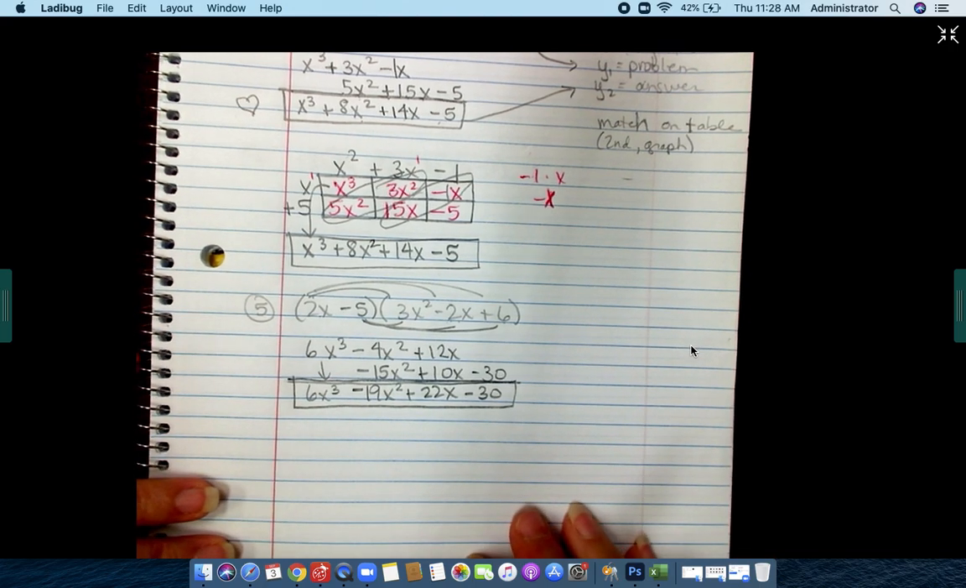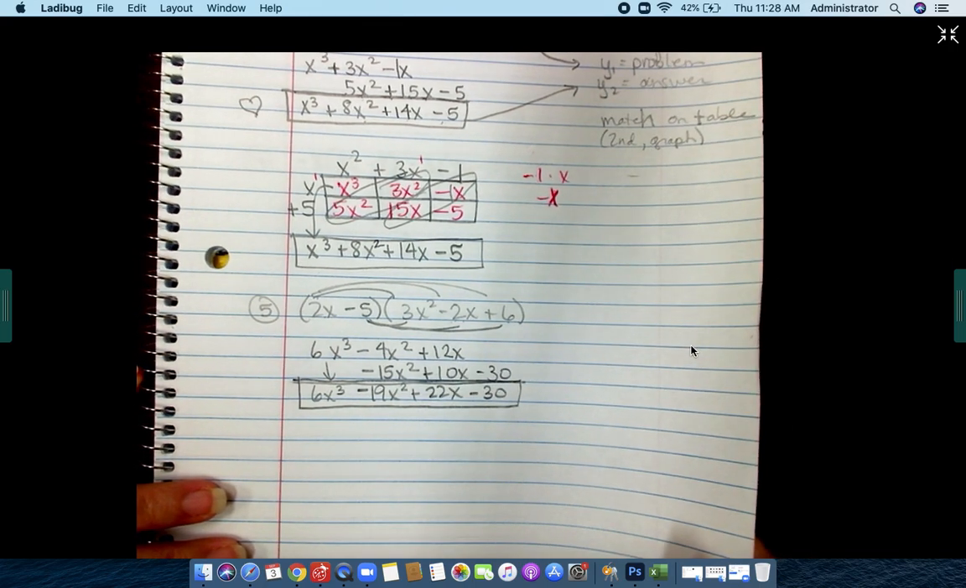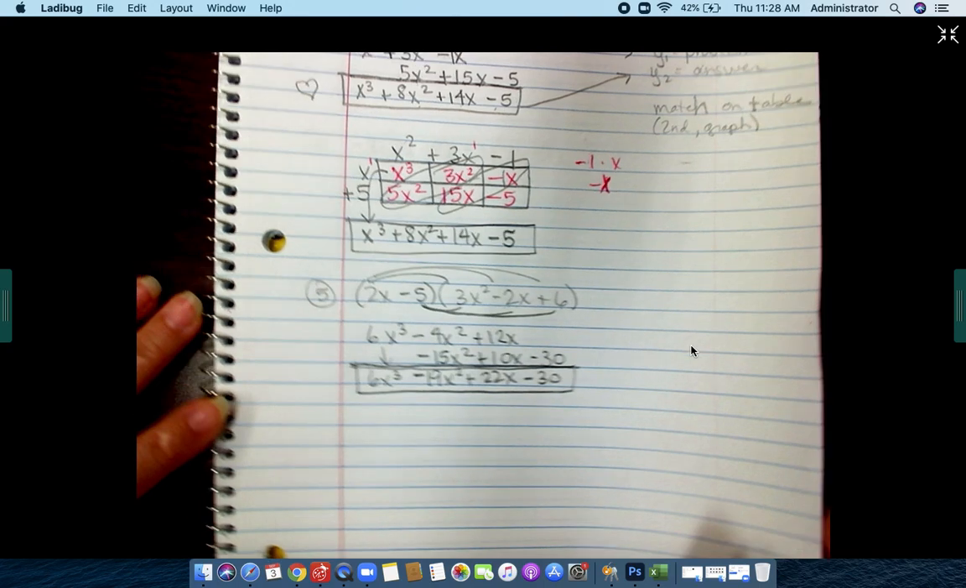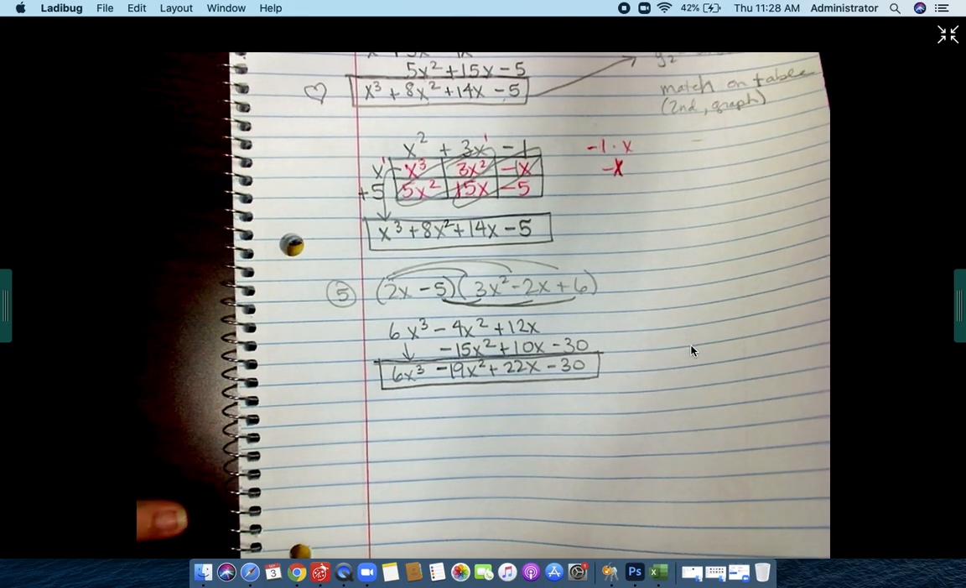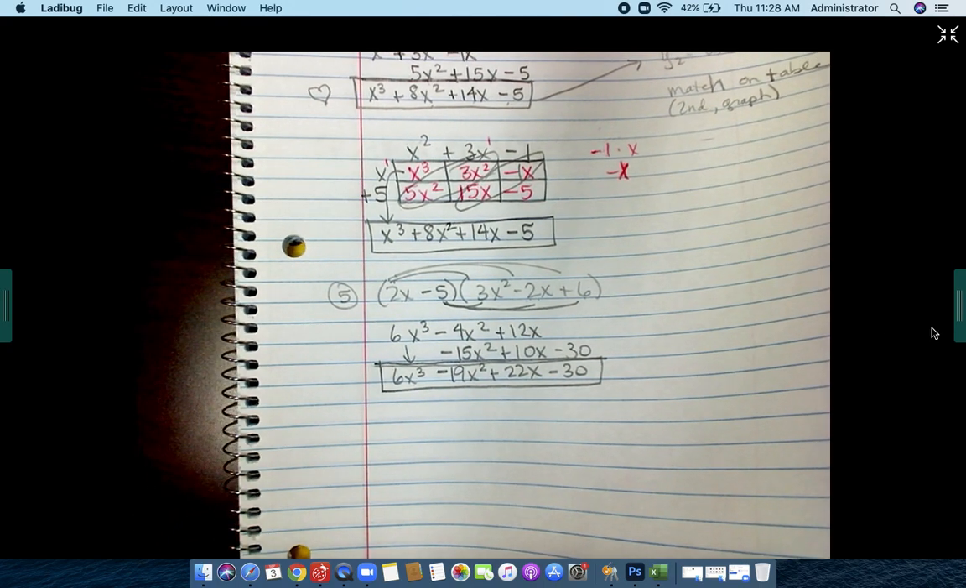So if you are still listening to me, put a star beside number 5. That means that when I check my notes, if I see a star beside 5, I'm going to know you did what I asked you to do and listened to the video.